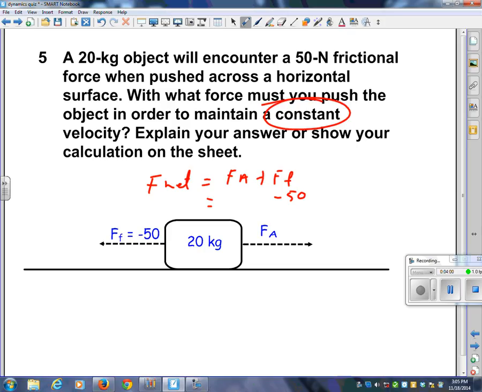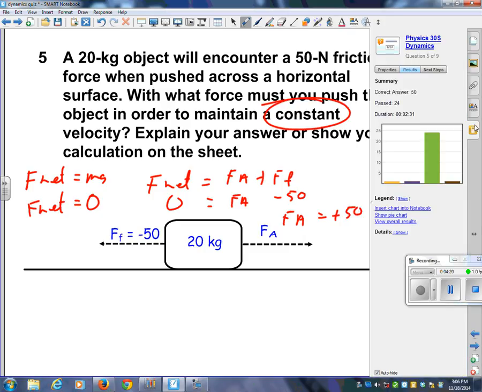Because it's constant velocity, that means that the acceleration is 0, which means the net force must be 0, which means that your applied force must be plus 50. It's a lot of math for plus 50. I got the opposite answer again. I got negative 50 to this one. It's got to be to the right, plus 50.